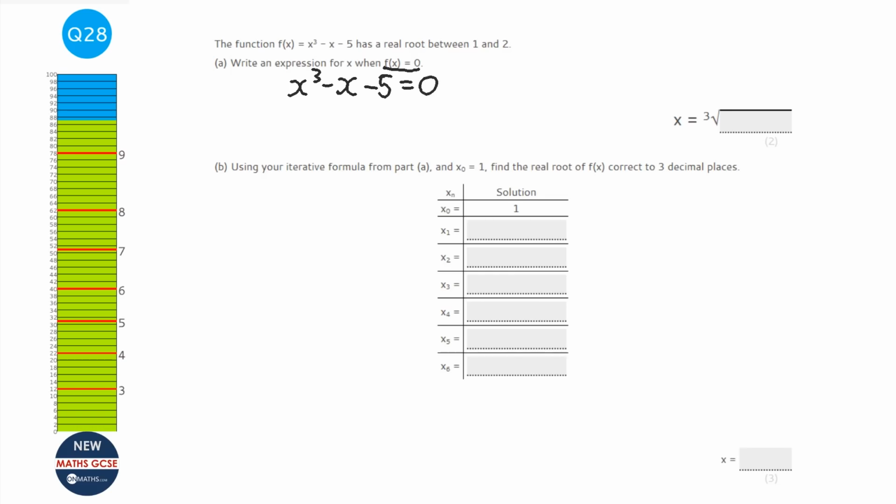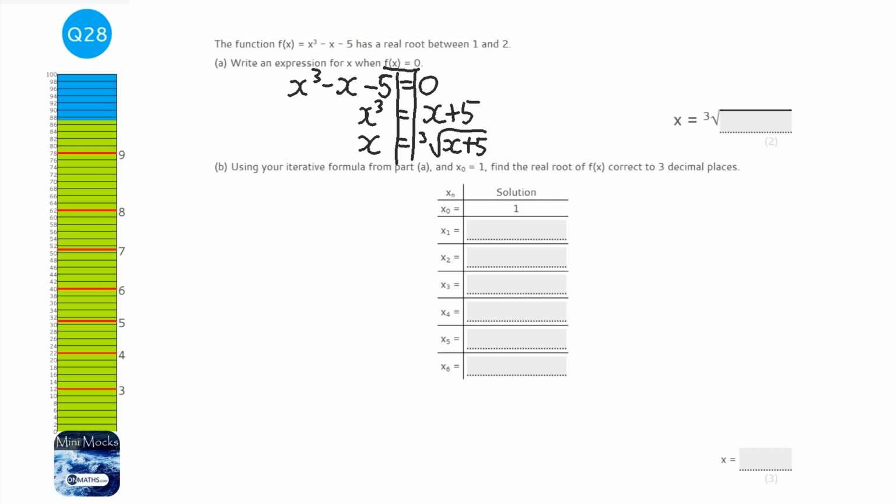Now the question's given you a hint because it says that it involves a cube root. So we know that we're going to have x cubed equals something, and then we're going to cube root both sides. So I'm going to just put my lines down. And we're going to add x and add 5 both sides. And we're just going to cube root both sides. So our iteration formula is going to be the cube root of x plus 5.